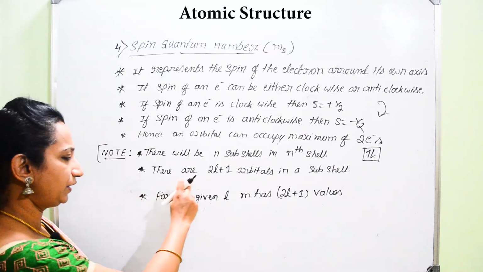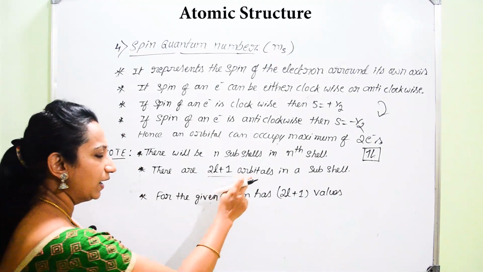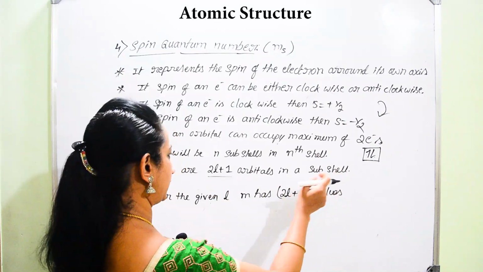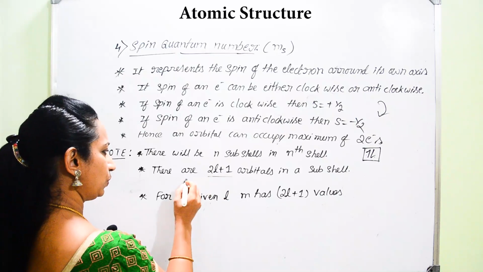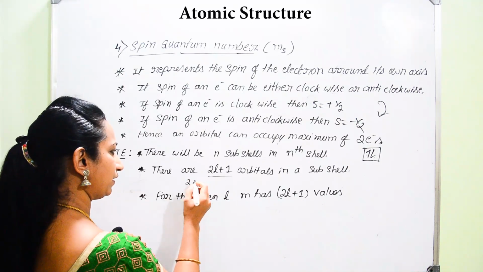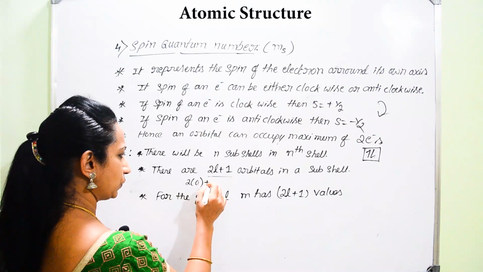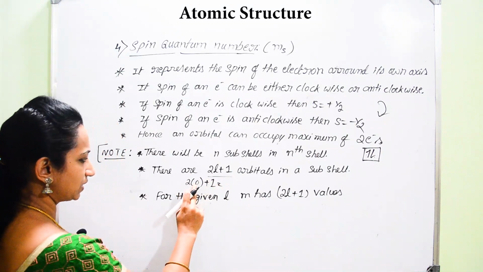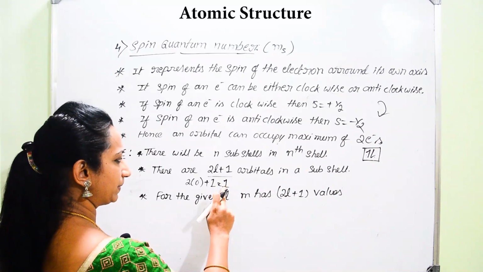Then there are 2l plus 1 orbitals in a subshell. So you can just take the example: if l value is equal to 0 for s subshell, 2 into 0 is 0, 0 plus 1, therefore it is 1. In subshell s only one orbital is there.